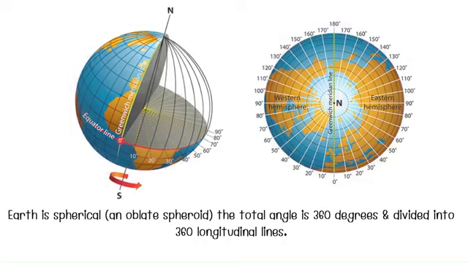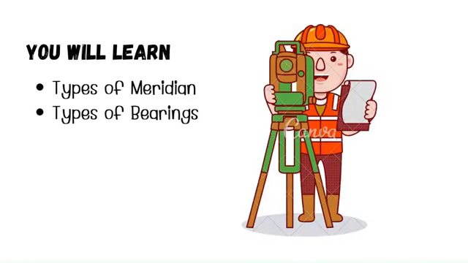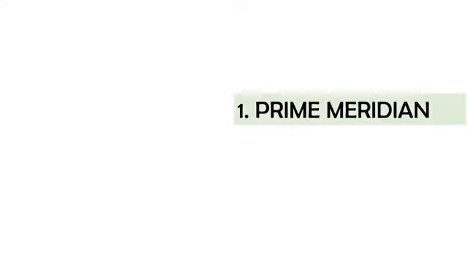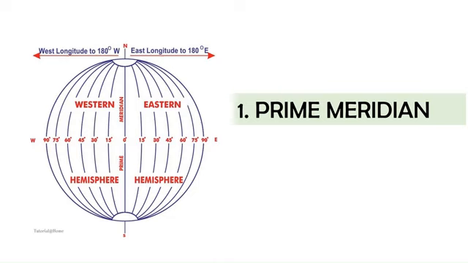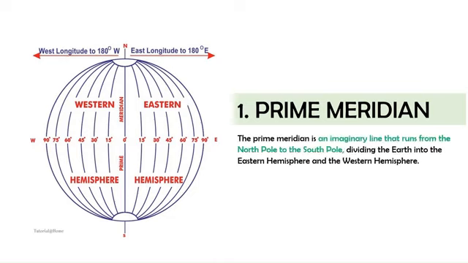Let's dive into the different types of meridians and how they are used for surveying. Number 1 is prime meridian. Prime meridian is an imaginary line that runs from the North Pole to the South Pole, dividing the Earth into the Eastern Hemisphere as well as the Western Hemisphere. The prime meridian is established at a longitude of 0 degrees and acts as a starting point for measuring longitudes around the globe. Hence, there is only one prime meridian possible, and the most widely recognized prime meridian is the one that passes through the Royal Observatory in Greenwich, London.